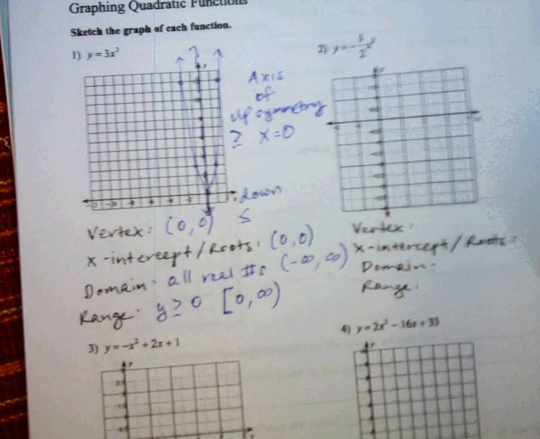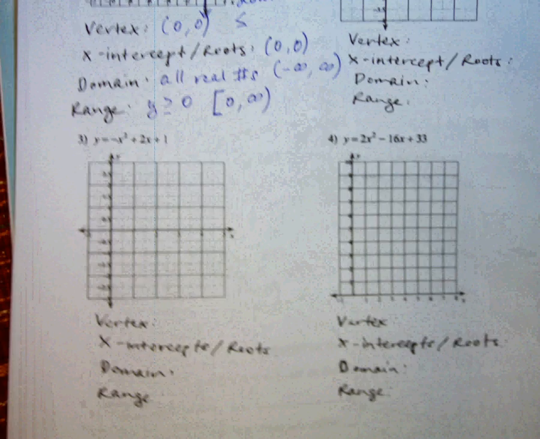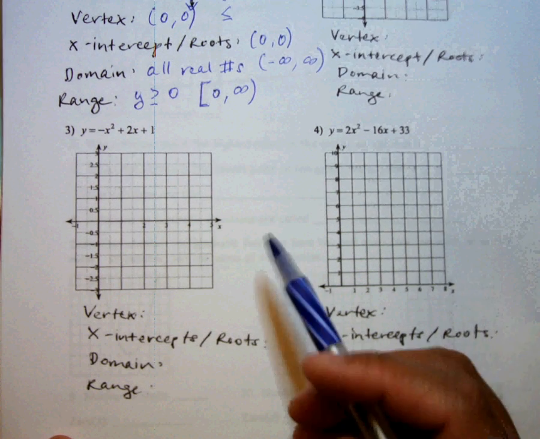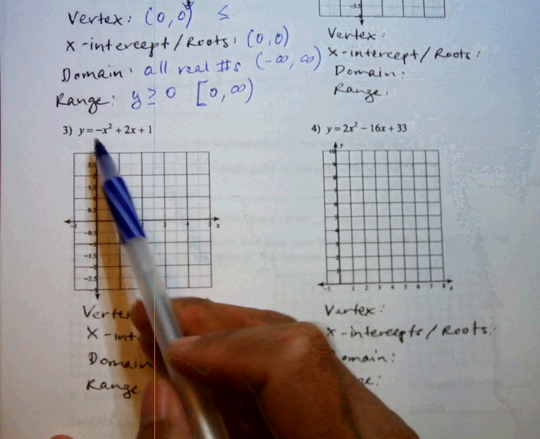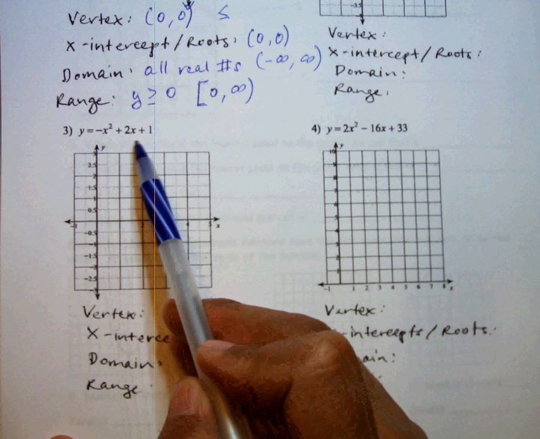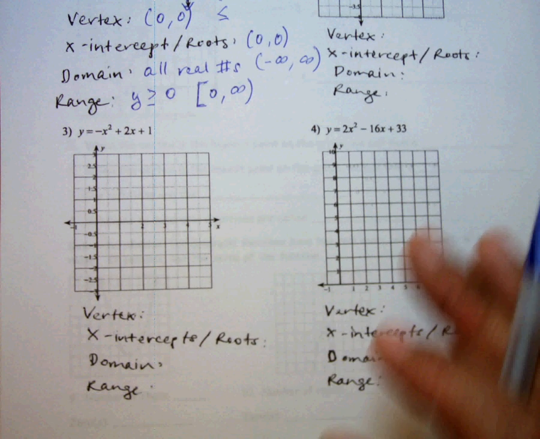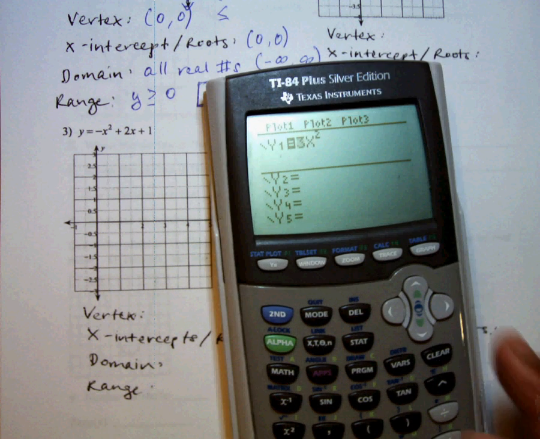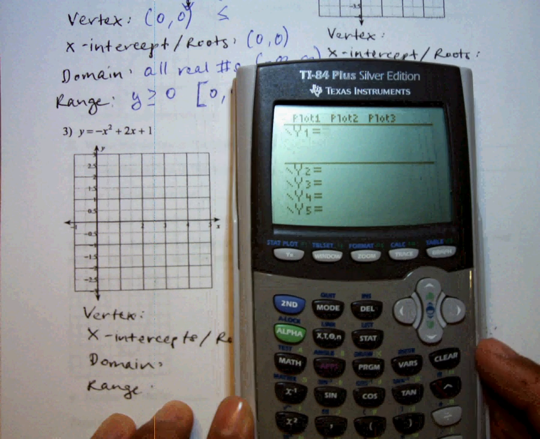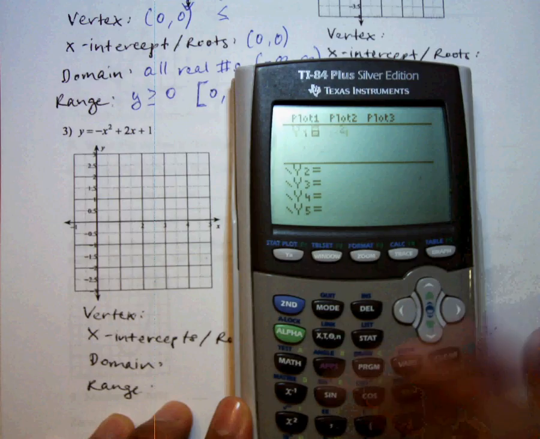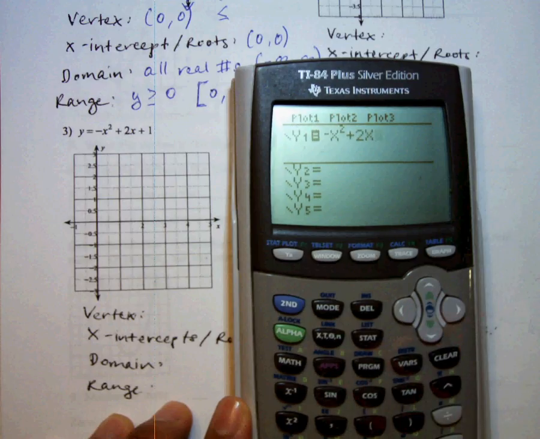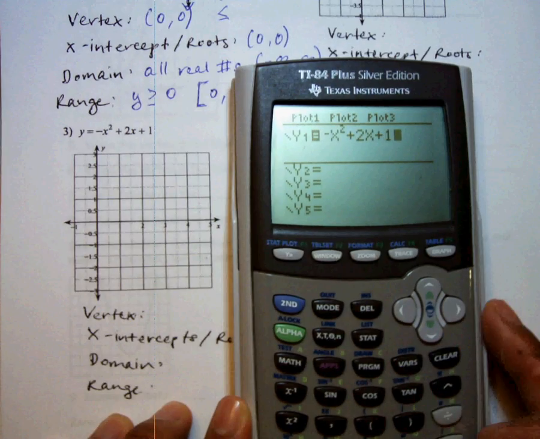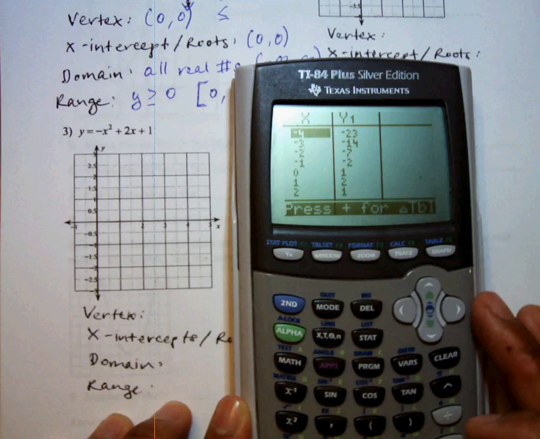I'm going to do number 3 now for you. And number 3 is a different type of quadratic function. y equals -x squared plus 2x plus 1. So I'm going to put that in the y equals. So negative x squared plus 2x plus 1. And then I can press second graph.